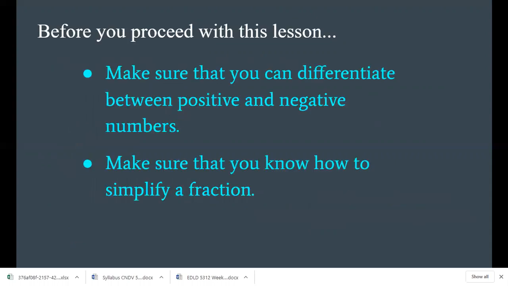So before you proceed with this lesson, it's very important for you to make sure that you can differentiate between positive and negative numbers. Obviously, if the number has a negative sign, then that lets you know it's negative, and if not, then that means it's positive. And you also need to make sure that you know how to simplify a fraction, because you will encounter fractions that are not yet in their simplified form, and you need to be able to simplify them in order to classify the number correctly.